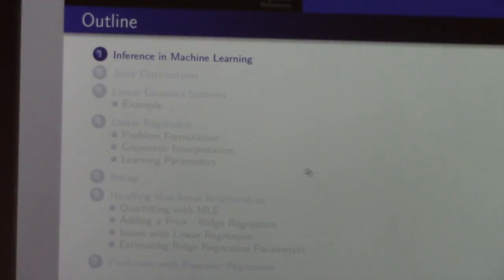Let's get started. So now we're going to move into a new part of our course, which is essentially going to talk about linear models. We have already seen one linear model earlier.